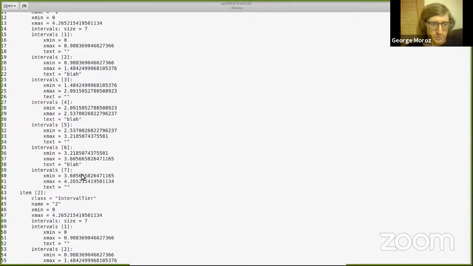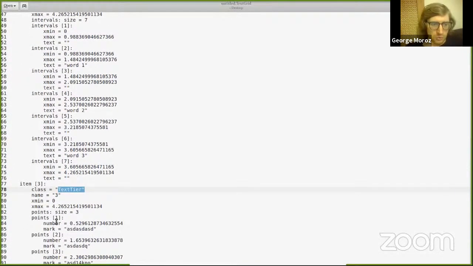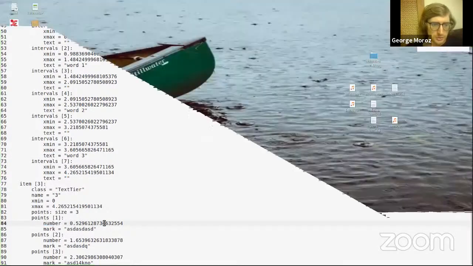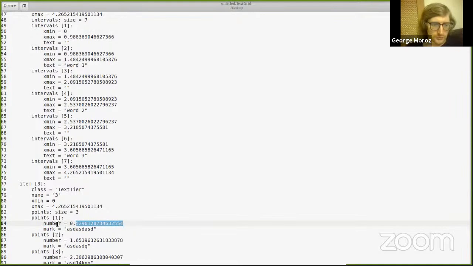They have different structure. So here, for instance, we have intervals and they have x minimum, x maximum, and text values. Points, as you can guess, have only one value, so it's the time when it's obtained. So number is the point time and mark is the text there.